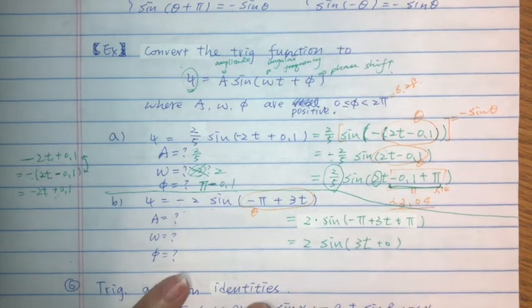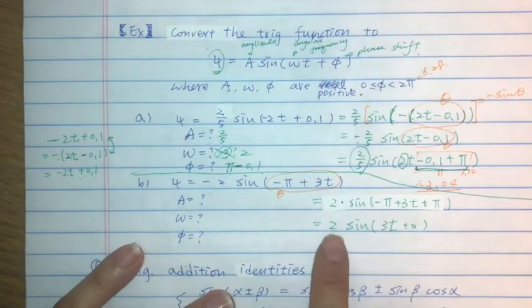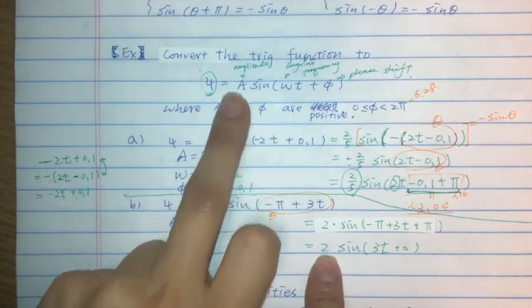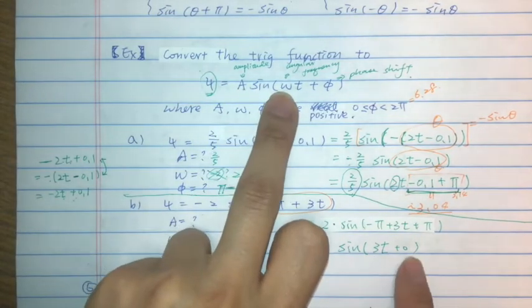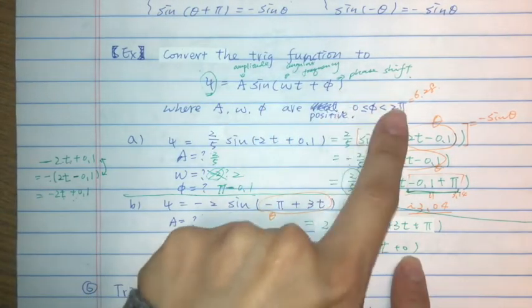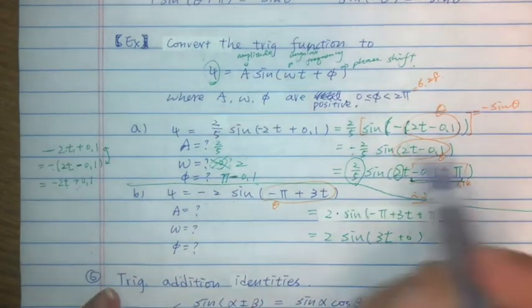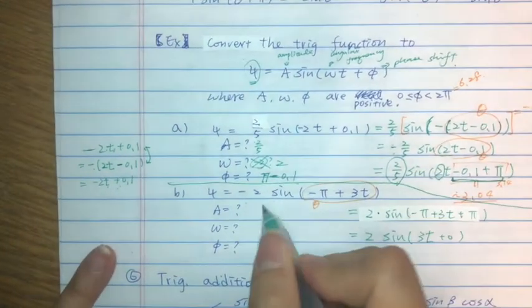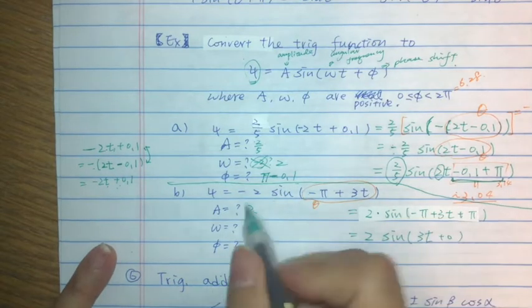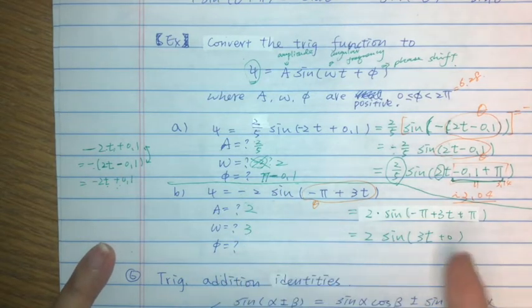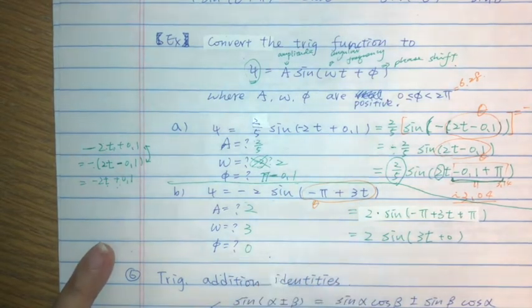So it seems like one step is enough. Now from here we can see this is positive, which is good. Positive, that's good. This one is 0. 0 is within this range. So it's all good, and I can now write my answer. My amplitude will be 2. Angular frequency is 3. And the phase shift is 0.